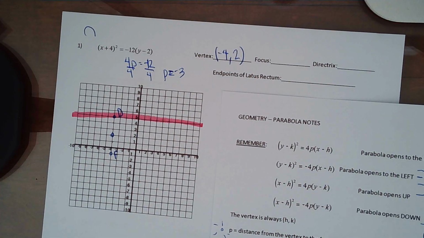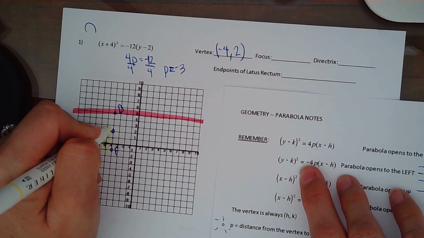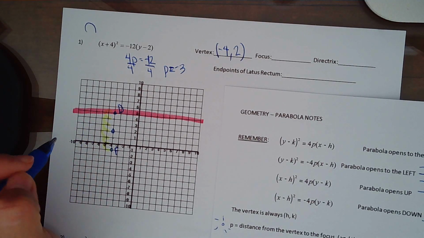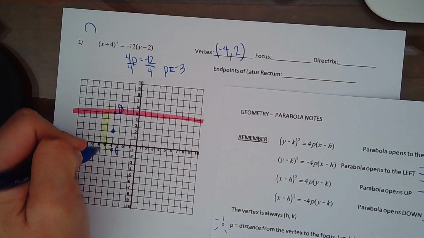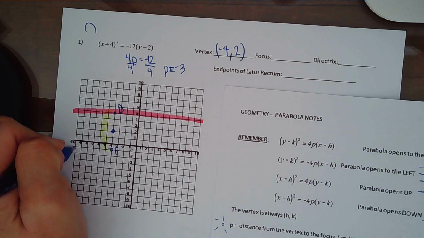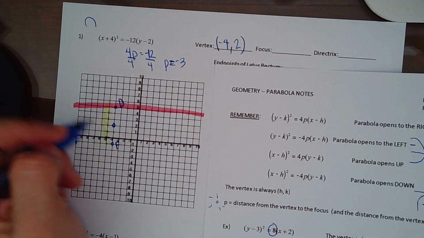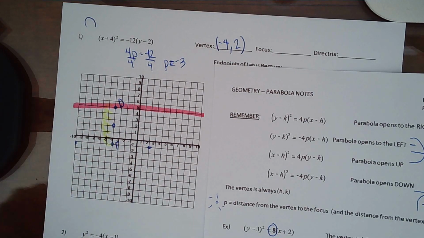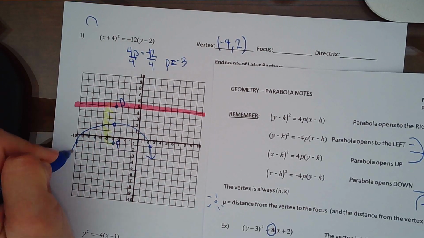All right, and then I'm going to count the distance from my focus to directrix. So here's 1, 2, 3, 4, 5, 6. So it's 6 units away, which means to plot my latus rectum, I'm going to count 6 units over. So 1, 2, 3, 4, 5, 6, to be right about here. And my next one, 1, 2, 3, 4, 5, 6, will be right about here. So I'm just going to connect my parabola points. And remember, they point down.